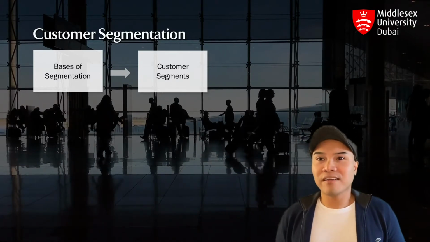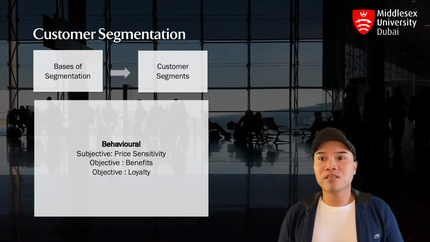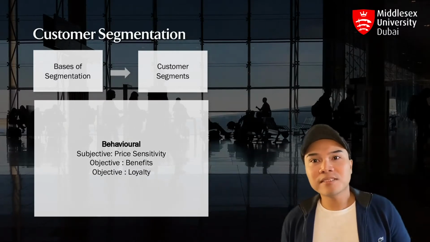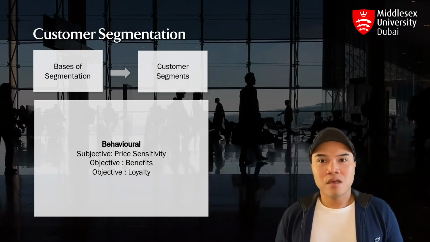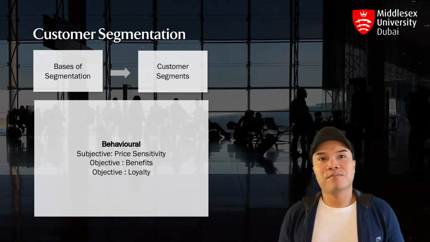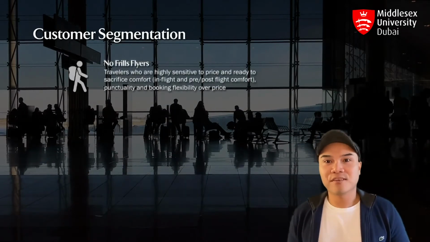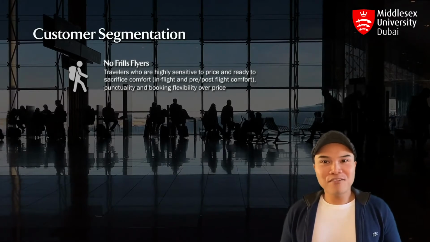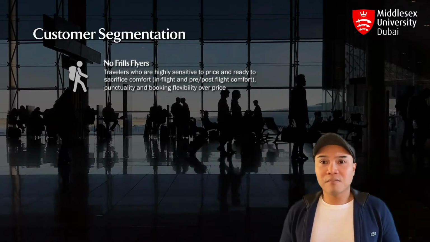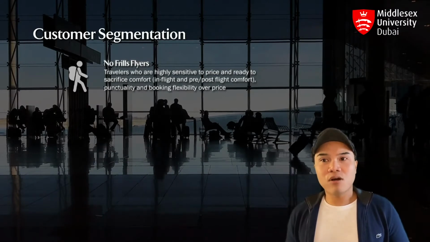The groupings were defined in the context of the categories. Some of the top variables contributing to the segmentation of travelers, could be leisure or business, are as follows. Characteristics or hard, social, economic, behavioral or subjective, benefit soft, behavioral or objective, price sensitivity. We have therefore identified the following segments. First, no-frills flyers. Travelers who are highly sensitive to price and ready to sacrifice in-flight and post-flight comfort, punctuality and booking flexibility over price.